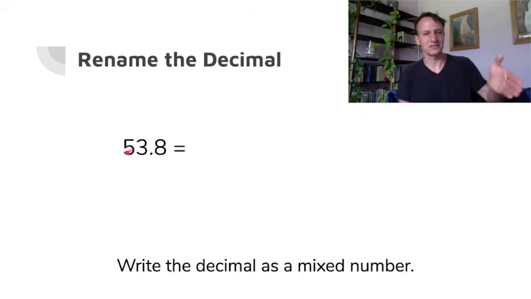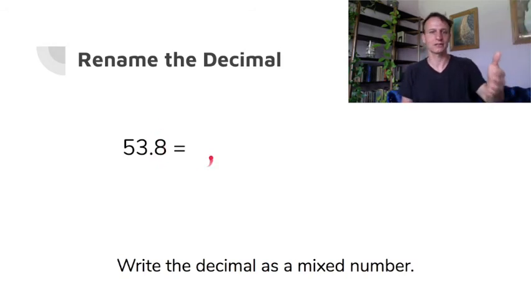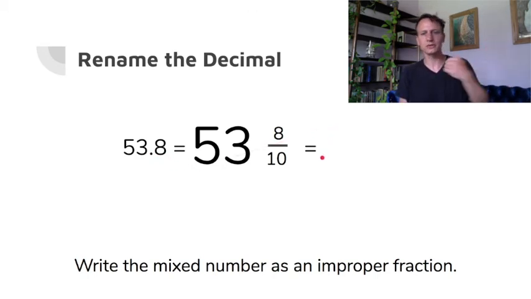All right, 53 and 8 tenths. All right, so that's our mixed number form, 53 and 8 tenths. That's why I've always stressed just reading those decimals correctly, and that tells you how to put it into mixed number fractional form. Now we're going to go to as an improper fraction.